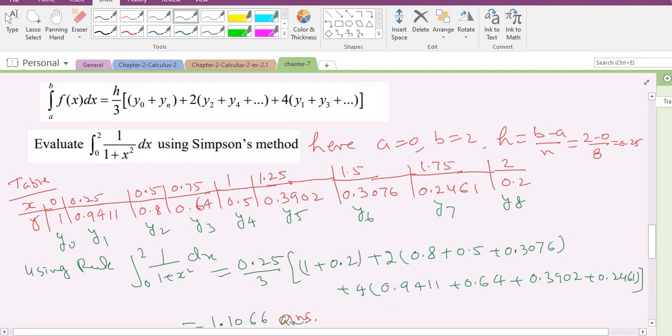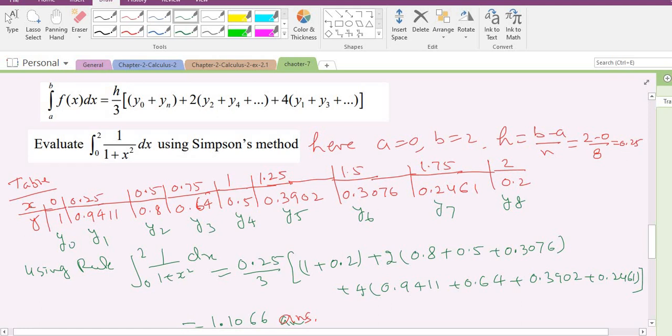Here a is equal to 0, b is equal to 2, therefore h is equal to b minus a divided by n, 2 minus 0 divided by n. I am taking n is equal to 8. You can take n is equal to 6, n is equal to 4, n is equal to 10. It's up to you. But do not take an odd number while trying to use Simpson's rule. So 2 divided by 8 is 0.25. You can calculate by yourself also.